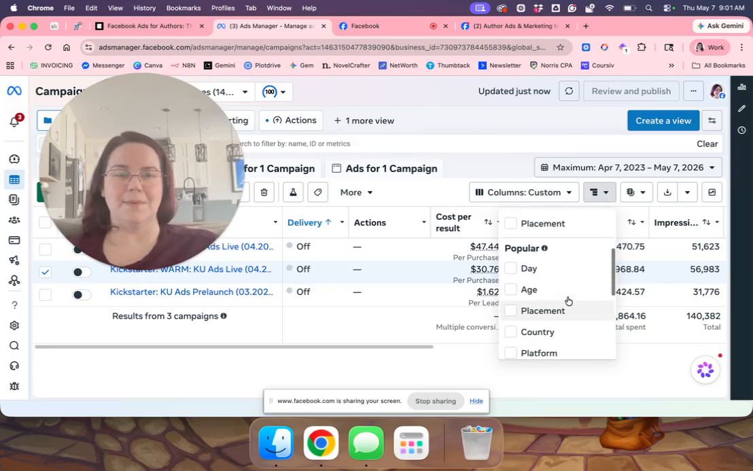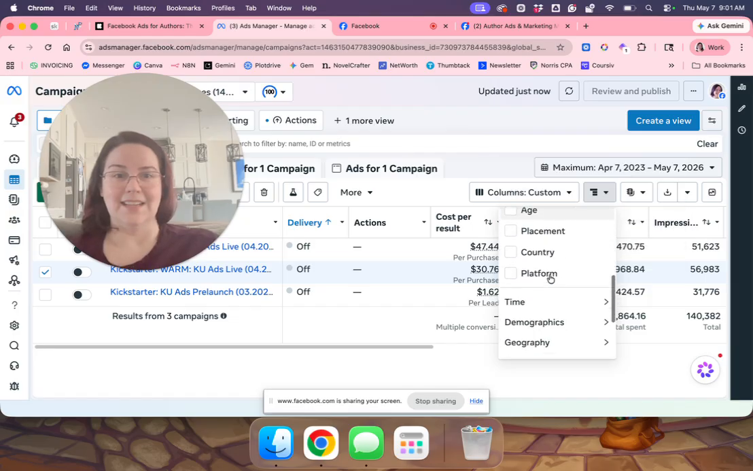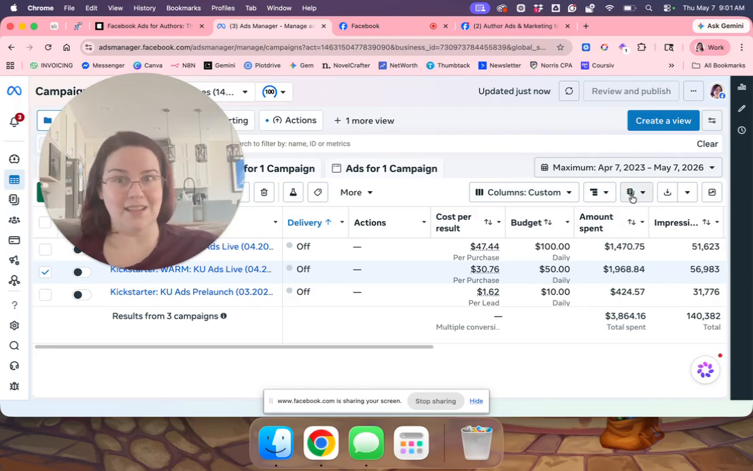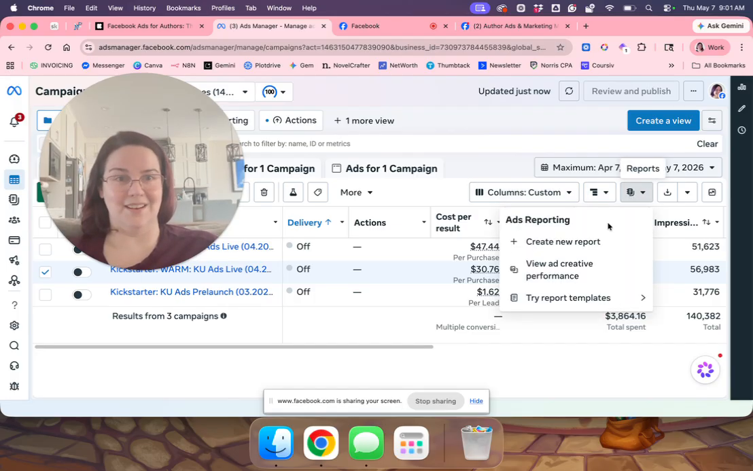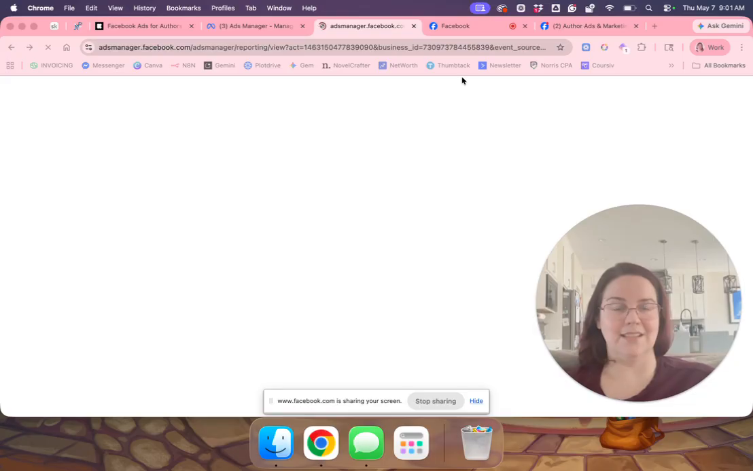And the reporting is a bit wonky, but you can see I had just broken down by image, slideshow, and video, and now I can't. And now this dynamic creative breakdown is gone. That's how fast it changes. It does this to me constantly. So if you want to reliably access that great info I saw, you're going to click this little journal and you're going to do View Ad Creative Performance. This is the reliable spot.